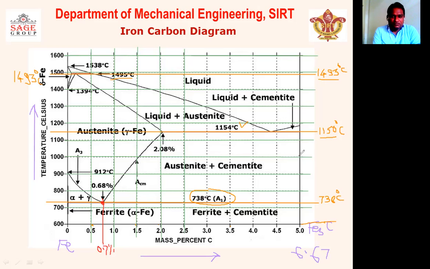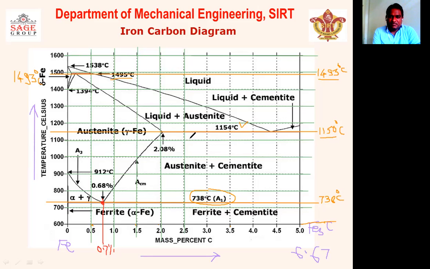Right. So for marking this point you have to remember the weight percentage of carbon, and on the other hand you already have the eutectoid temperature, that is 738 degrees Celsius. Then we can easily mark this point. So I marked one point on this line. Now move to the next line, that is drawn at 1150 degrees Celsius.